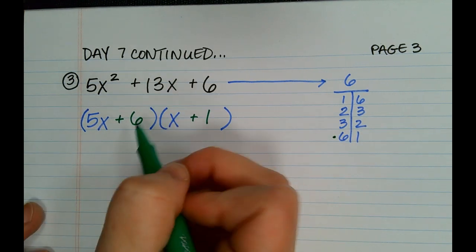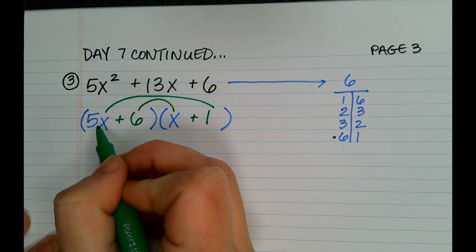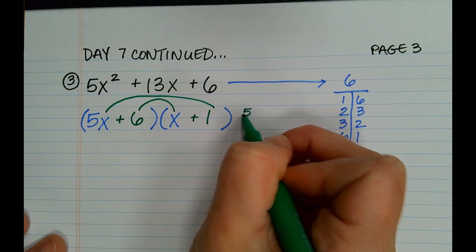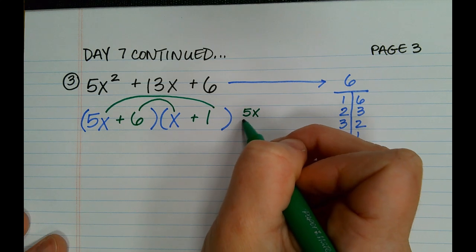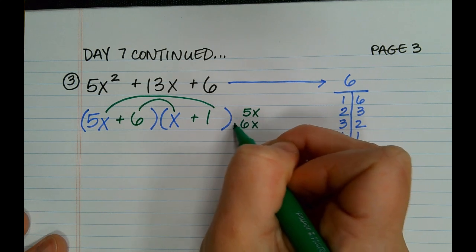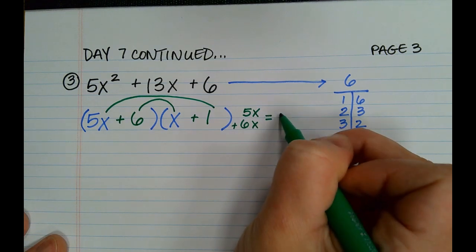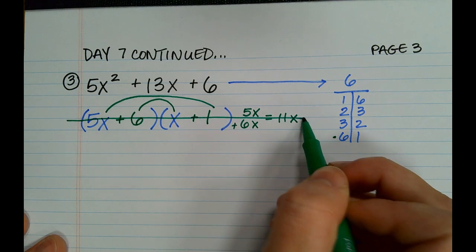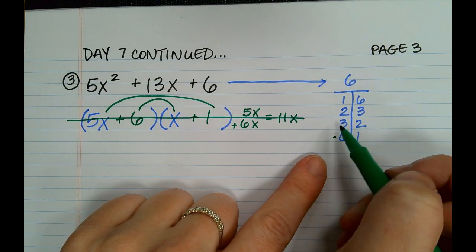Okay, now let's make our rainbow. 5x times 1 is 5x. 6 times x is 6x. 5 plus 6 is 11x. So it's not that one. Try which ones? 3 and 2?